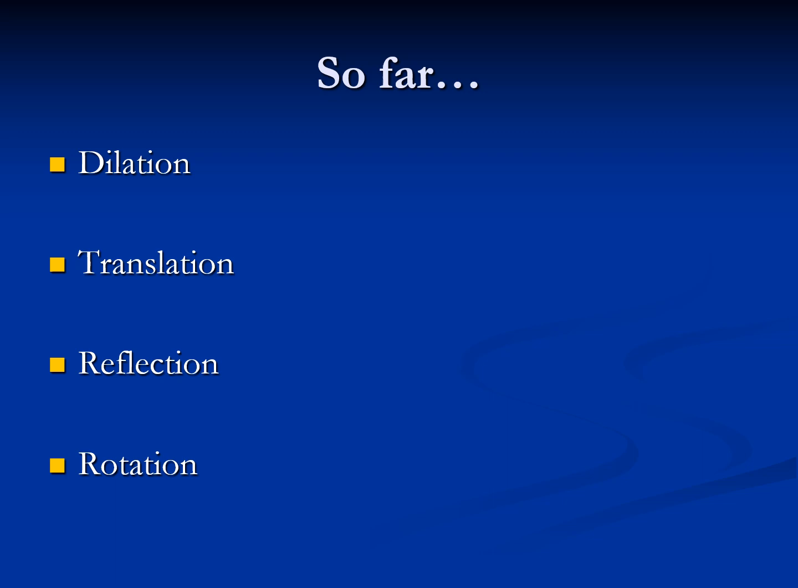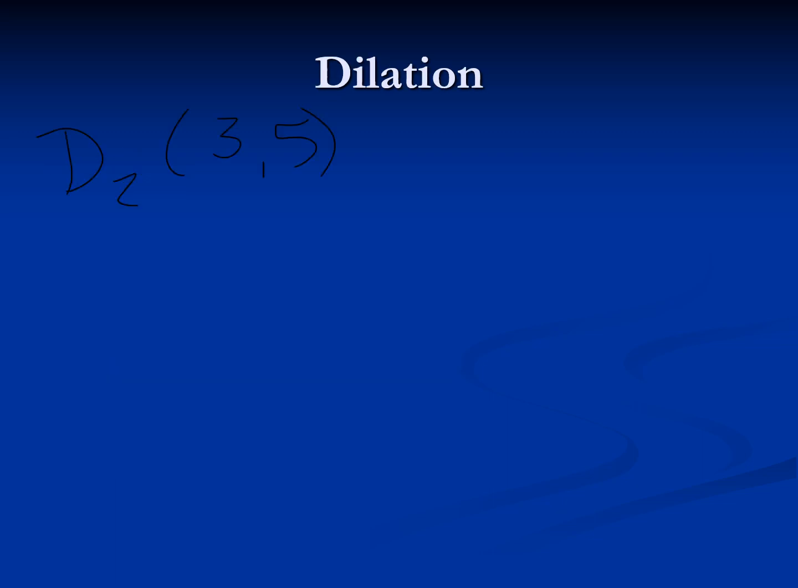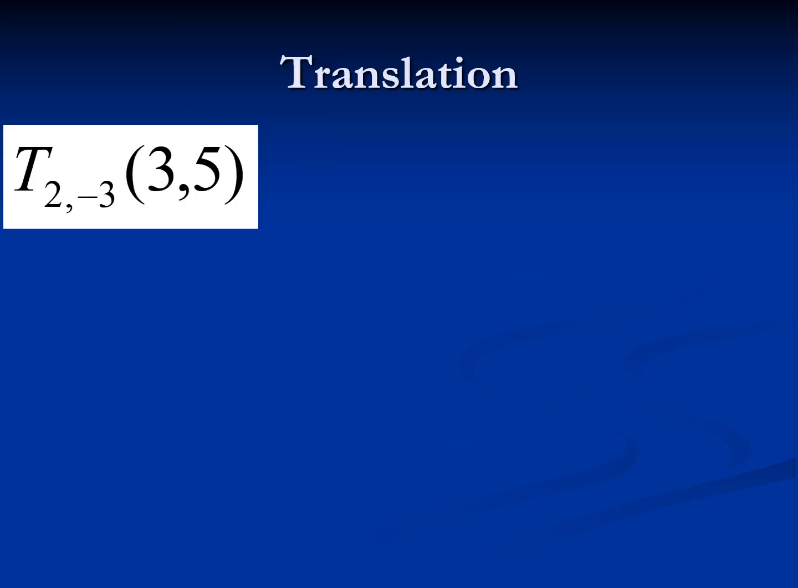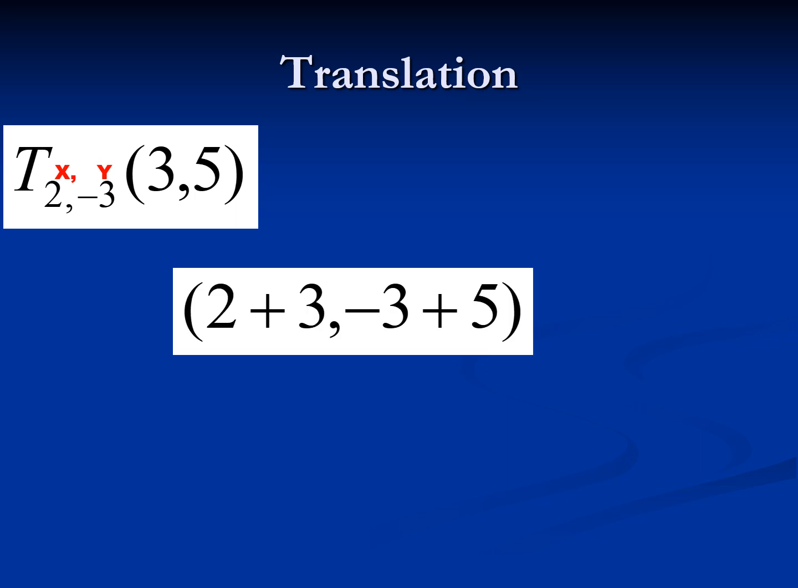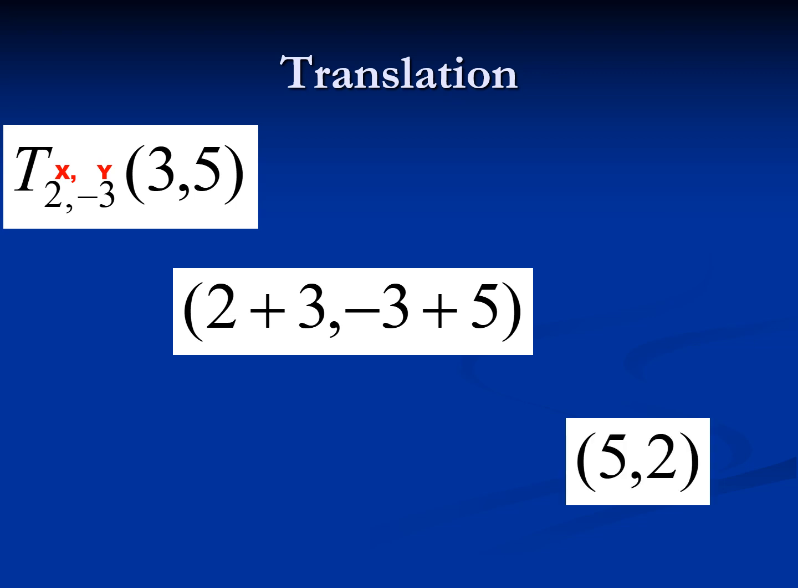So just a quick reminder of everything we've done so far. For a dilation, if you see something like this, that means to multiply the scale factor by both coordinates, and you would end up with 6, 10. The second one's translation. So for this one, all you're going to do is take your translation, which is x and y, and add it to your point that you want to translate. So 2 plus 3, negative 3 plus 5. So our new point would be 5, 2.